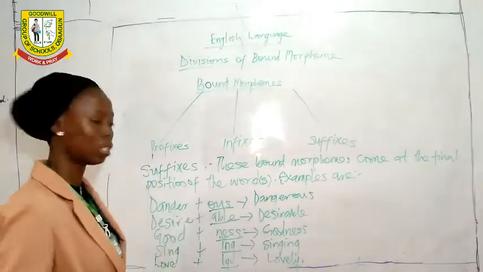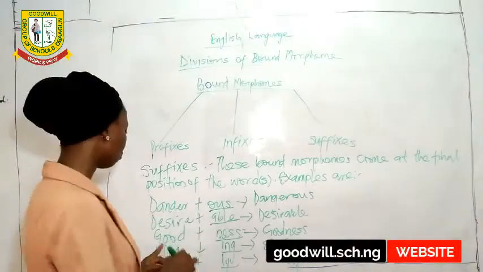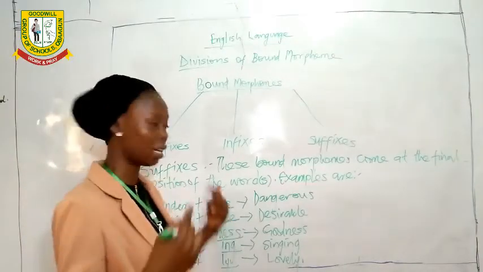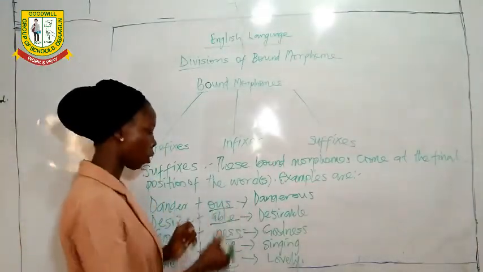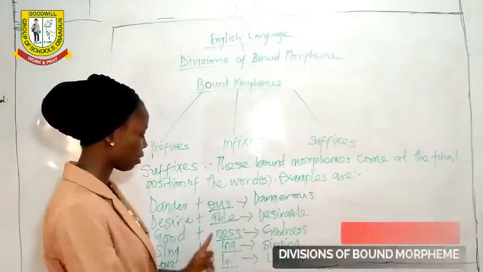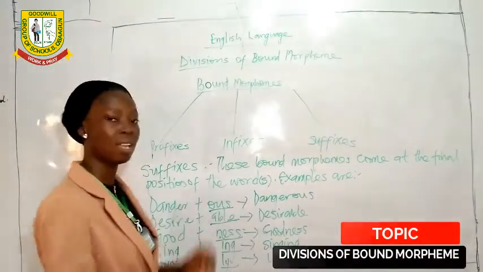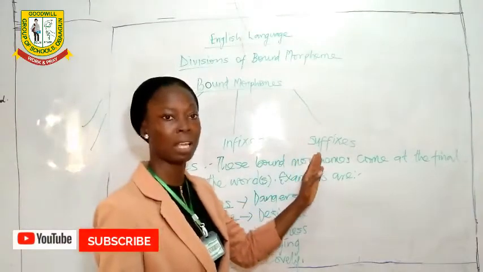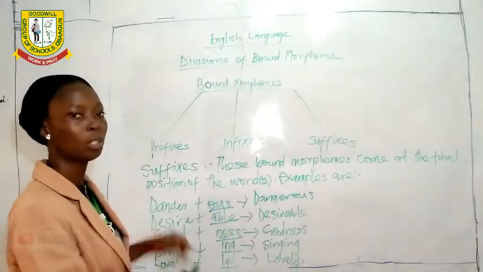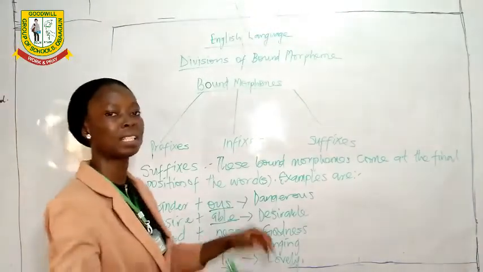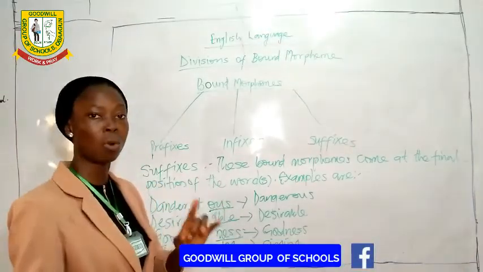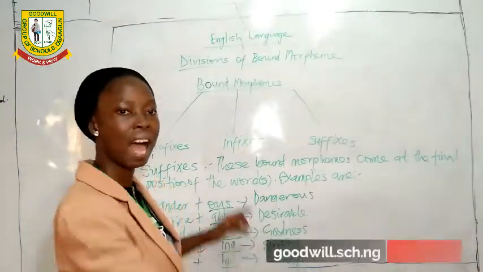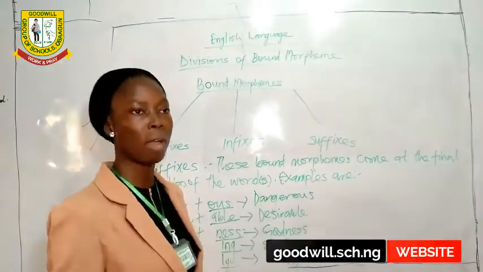So we have danger, which has its own meaning. The desire constitutes its meaning. Good exhibits a definite meaning, while sin as well is meaningful, and love is meaningful to our hearing as well. So we have ous, we have ful, we have ness, we have ing, we have ly. These examples of bound morphemes categorized under suffixes must be added to a word to enjoy independent meaning, because each of them has its own definite meaning, but none of them enjoys independent meaning unless they are added to the base form of every word.